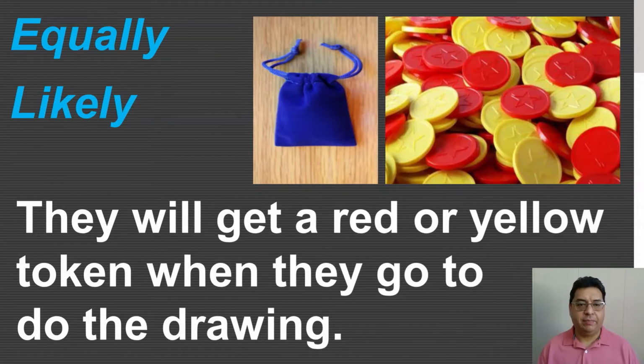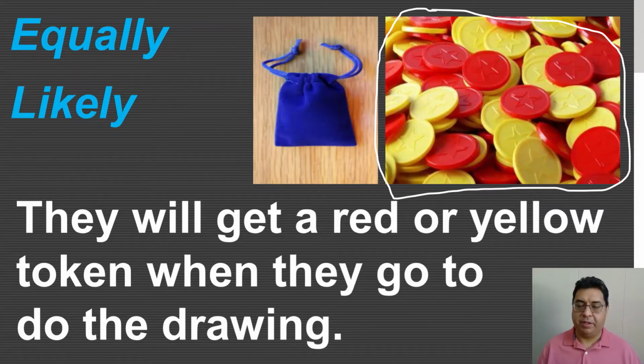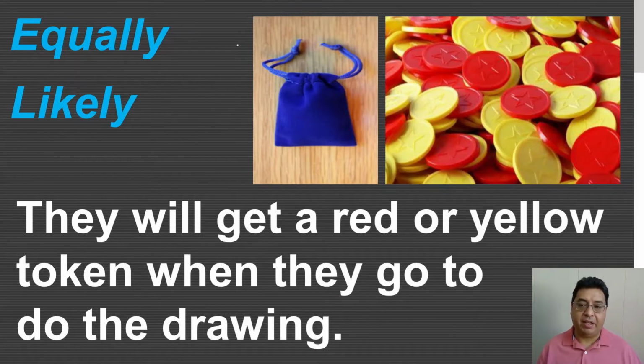Equally likely, they will get a red or yellow token when they go to do the drawing. A token are these things here, and I put visuals up to help you. So these are tokens, and here's the bag they would do the drawing out of here. Okay, so there's a very good chance that if two people did this, they would draw possibly the same color. It's equally likely. So I thought I put a visual up to show you what I mean by this.